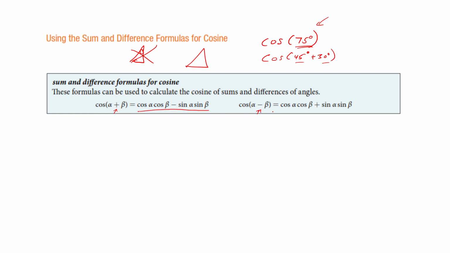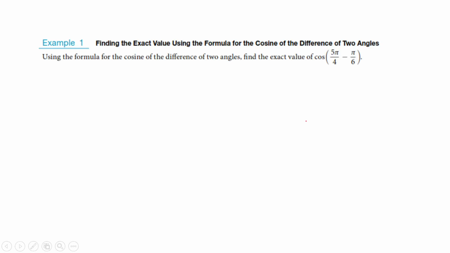You could do the same trick. If we found that the angle we're looking for could be made up of the difference of two different angles, we could play the same game, but this time our formula would have a plus. Okay, so let's take a look at one here.